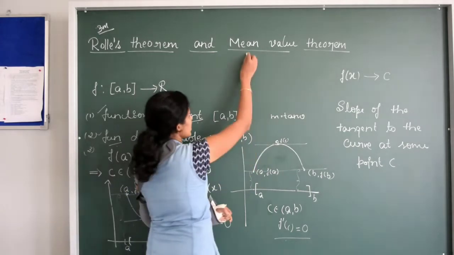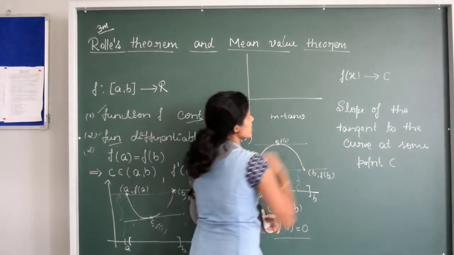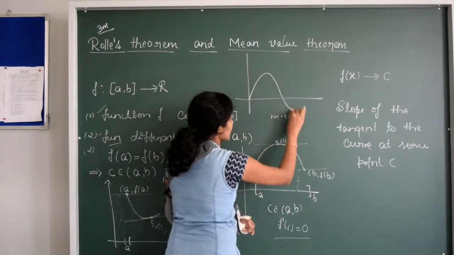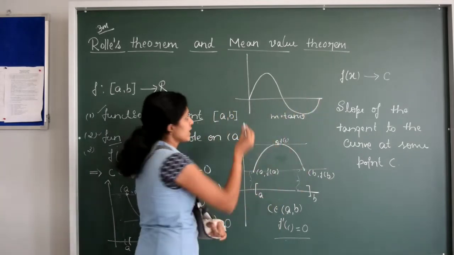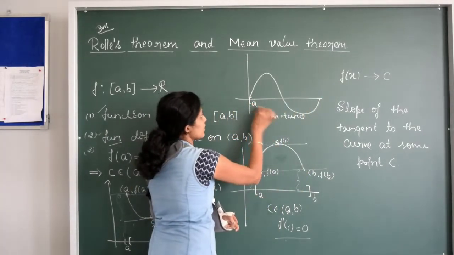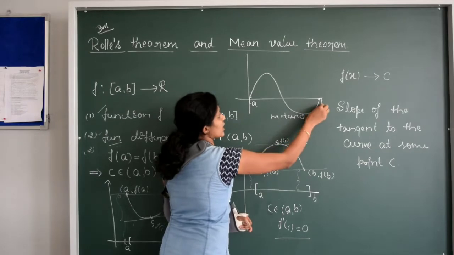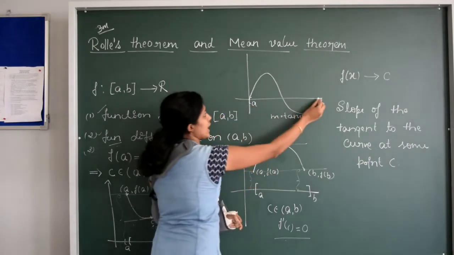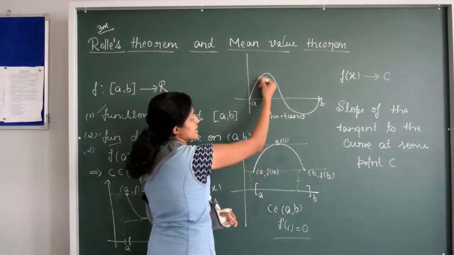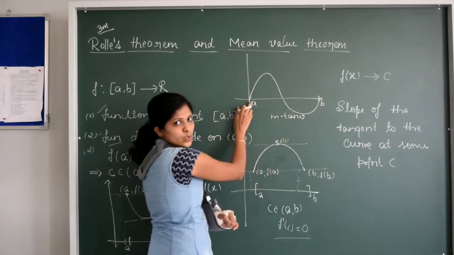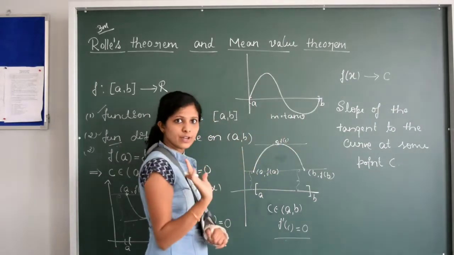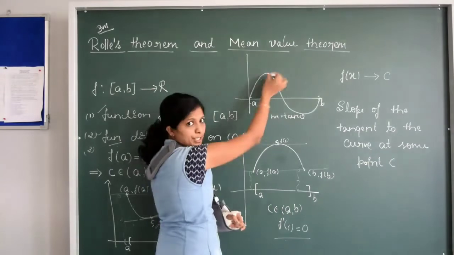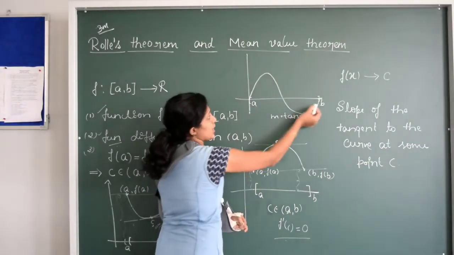We will consider one more example. See, let me consider the graph like this. Now here this is the interval. This will be now A and this is B. Is it clear? This is the interval A to B. Yes, the function is continuous on the closed interval A to B. Obviously, the function is differentiable on the open interval A comma B, right? This is the end point and this is the end point.